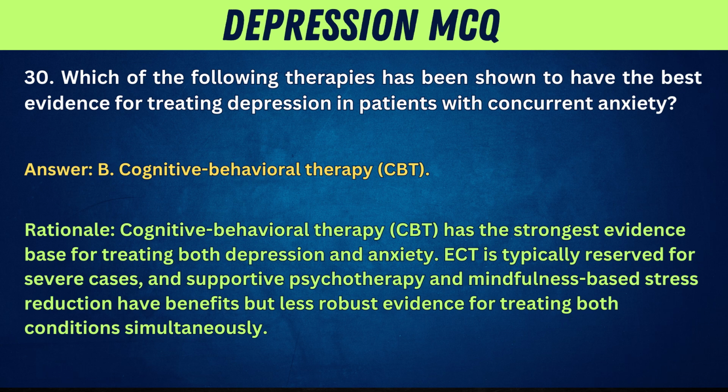Rationale: Cognitive behavioral therapy, CBT, has the strongest evidence base for treating both depression and anxiety. ECT is typically reserved for severe cases, and supportive psychotherapy and mindfulness-based stress reduction have benefits, but less robust evidence for treating both conditions simultaneously.